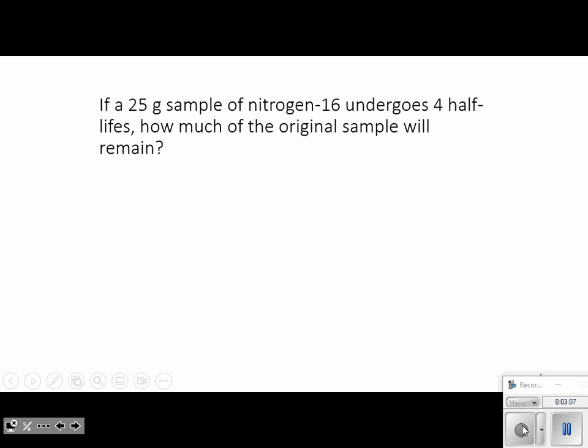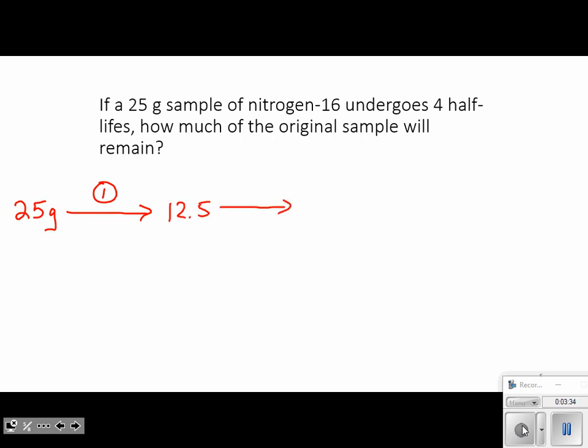So, how I'm going to work this one is I'm going to start off with, I've got 25 grams. And by definition, what is a half-life? Half of it decays, right? So, if I undergo 1 half-life, what's half of 25? 12.5.